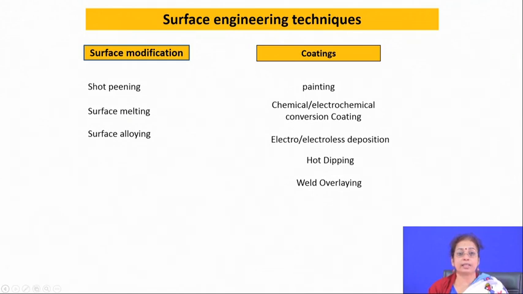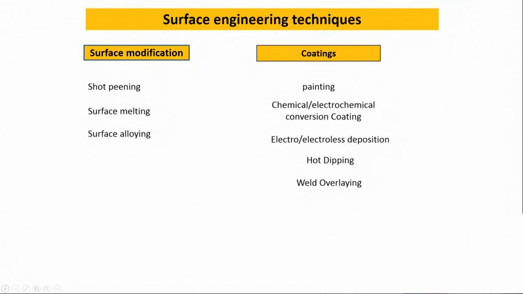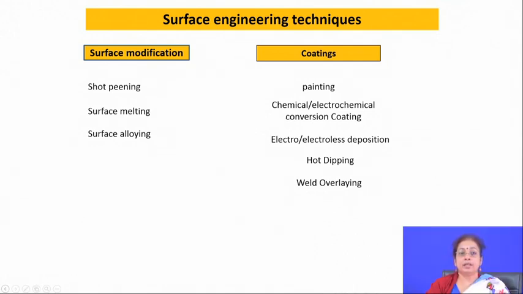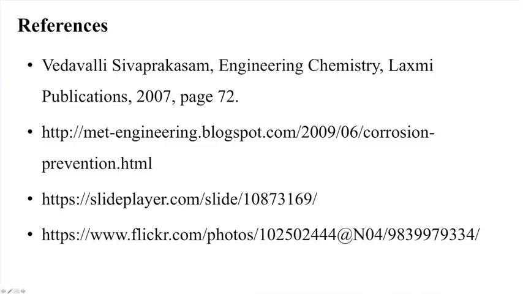Weld overlaying is another technique which can be applied for development of a thick hard coating, it may be called hard facing. So, weld overlaying may be applied for mitigation of corrosion like cavitation corrosion and pitting corrosion. All these corrosion types can be mitigated by the process of weld overlaying. So, these are the different techniques which are applied, and we will be discussing a few of these techniques in the next classes, and some of the techniques have already been discussed. So, thank you very much.